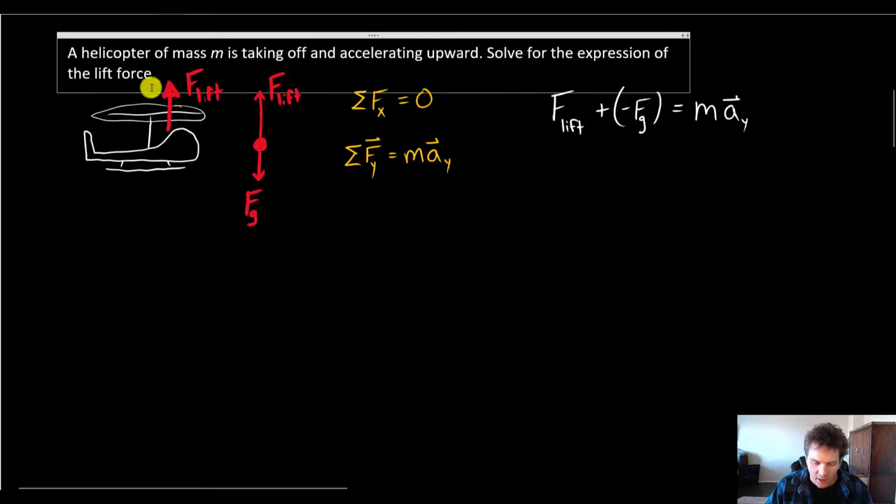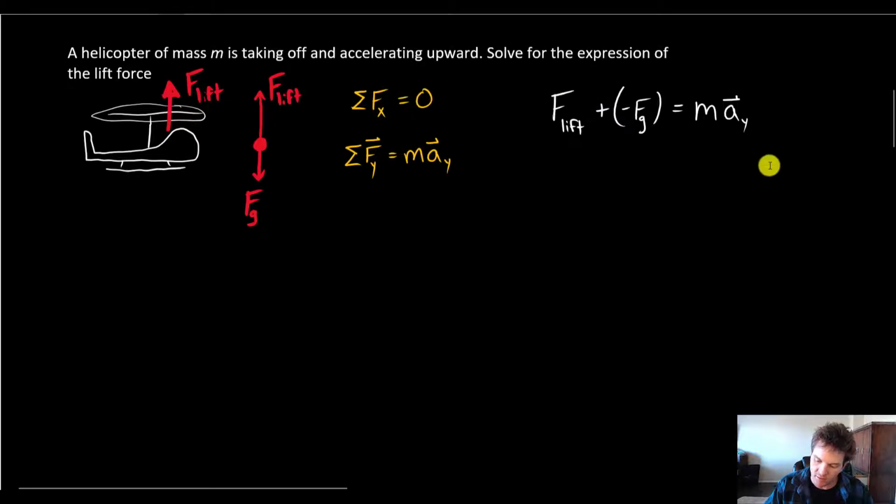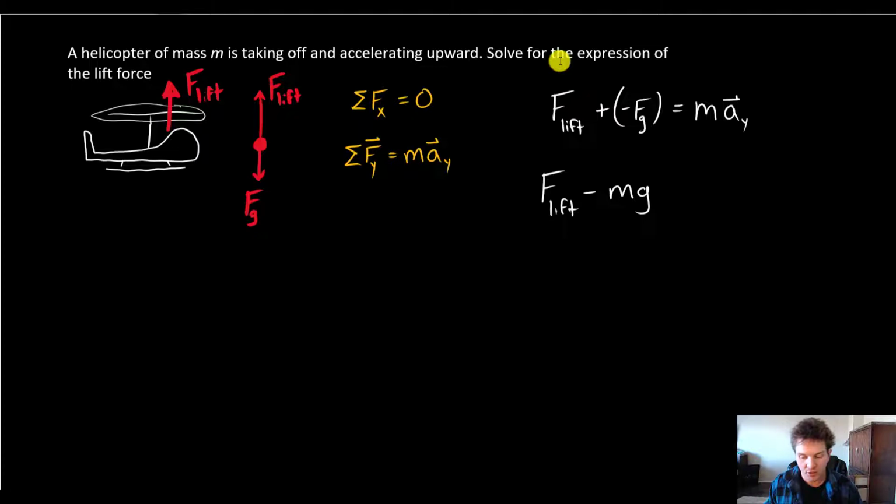Okay? And we were being asked to solve for the lift force, so I want to get this variable all by itself. And so I'm going to do just one little bit. Remember, we know how to plug in this force of gravity equation. So I'm going to say F lift. Now plus and minus together right there make a negative, so that's minus. And mg is our equation for the force of gravity.